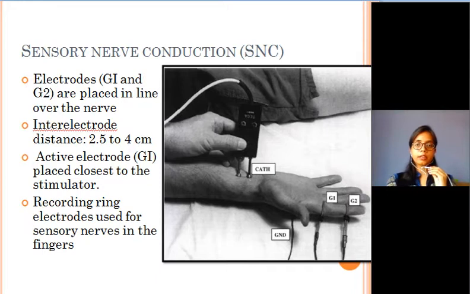Moving on to the electrode placement. As you can see here, the electrodes G1 and G2 are placed in line over the nerve. The inter-electrode distance should be 2.5 to 4 centimeters. The active electrode is placed close to the stimulating electrode. Specifically for sensory nerve conduction velocity, we use this special type of ring electrodes.